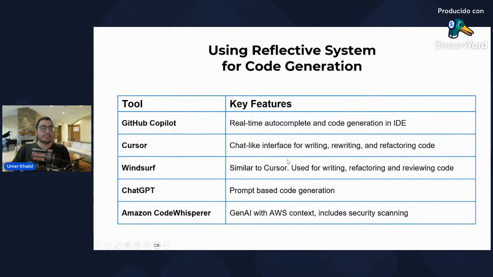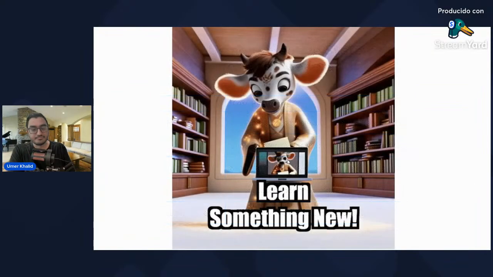Anyways, some of the other tools out there include Windsurf. Windsurf is also similar to Cursor. It's used for writing, refactoring, reviewing code. You can use ChatGPT as well for prompt-based generation, and there's Amazon CodeWhisperer. All of these are different tools that you can use for code generation.